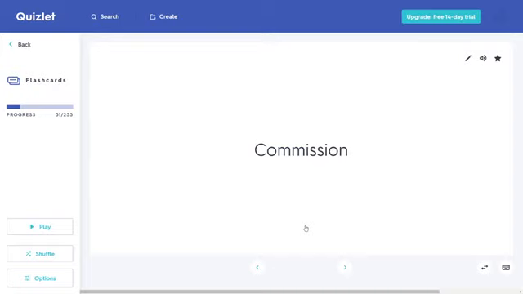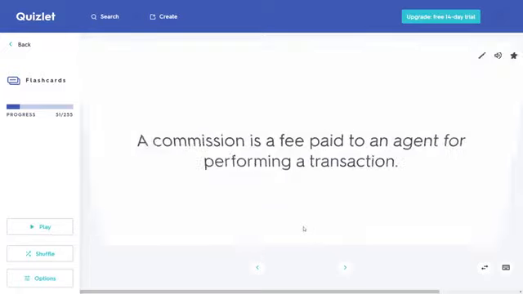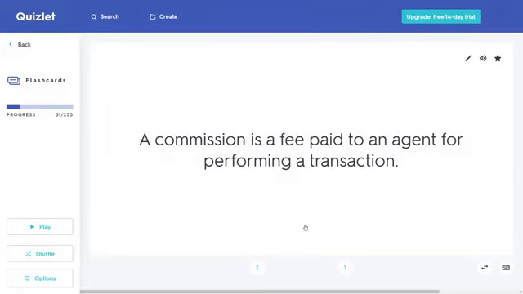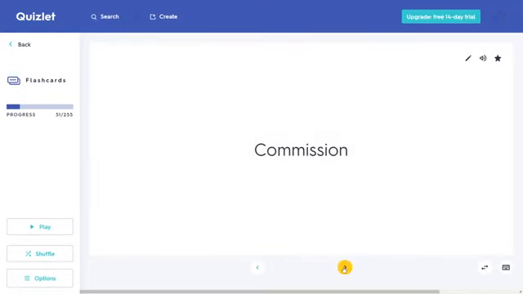Okay, hopefully you guys are familiar with commission because when you become agents, that's pretty much how you're going to get paid. A commission is a fee paid to an agent for performing a transaction. So if you sell a house, you get a commission. If you buy a house for somebody or you're the buyer's agent, you get a commission. Pretty straightforward, simple thing, but an important thing nevertheless.